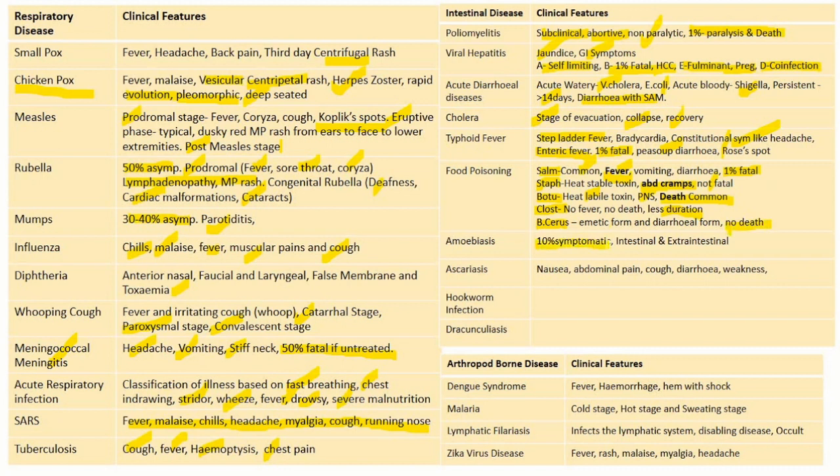Amoebiasis, only 10% of the cases will be symptomatic. Intestinal symptoms will be there and extra-intestinal symptoms will be there. Ascariasis: nausea, abdominal pain, cough, diarrhea, weakness will be present. Same symptoms will be there in hookworm infection also.